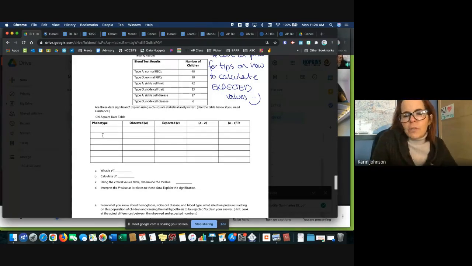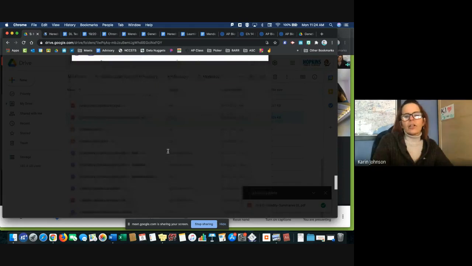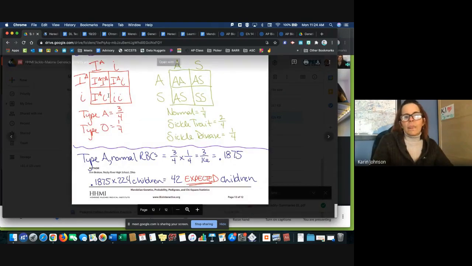I'll do one more just to make sure you're feeling comfortable. Type O, normal red blood cells. So let's go back down here and take a look. Type O blood was 1/4. Normal red blood cells was 1/4. So 1/4 times 1/4 is 1/16. Whatever that calculates to in decimals, I can't do it off the top of my head. And then multiply that by 224.